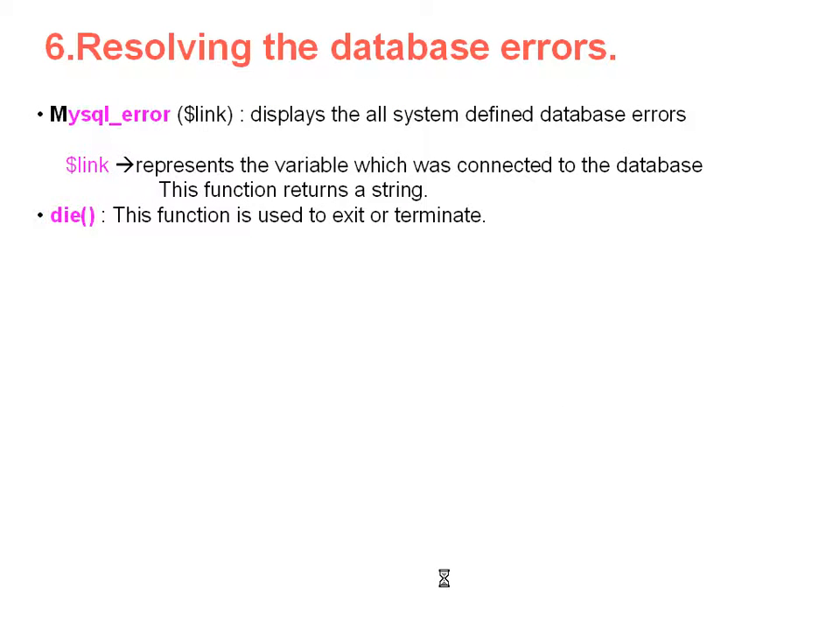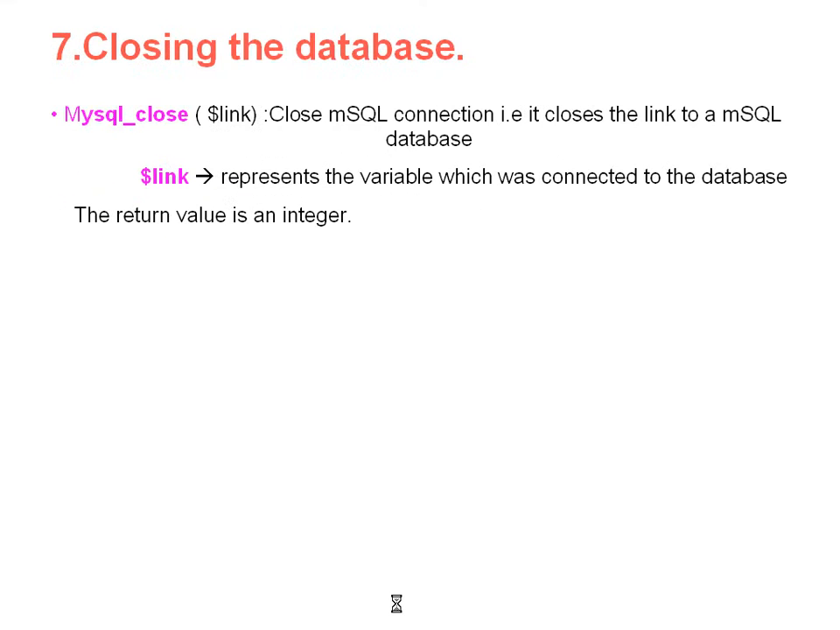Resolving the database errors. mysql_error takes $link or connection variable, and displays the system defined database errors. $link represents the variable which was connected to the database. Die is another method used to resolve the database errors. This function is used to exit or terminate.